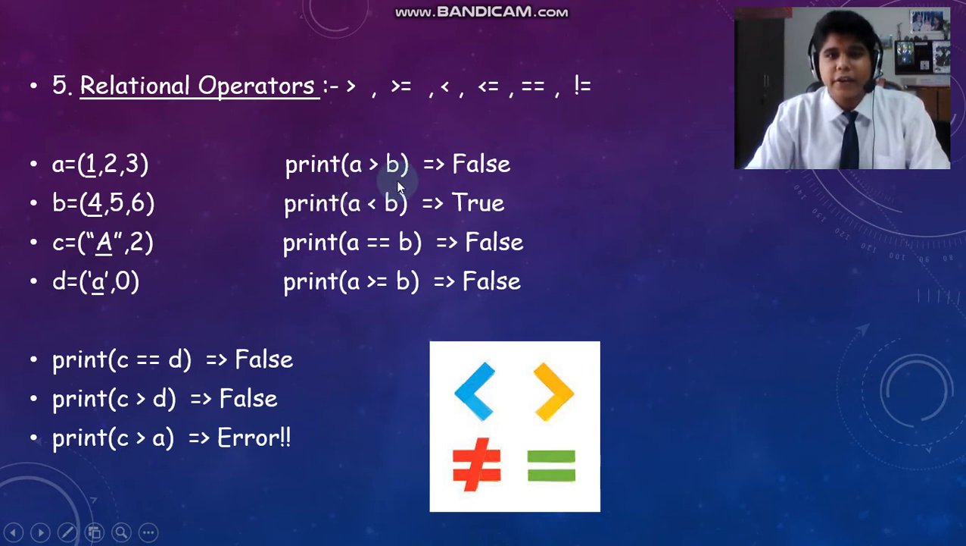Relational operators are used for comparison. When we compare two tuples, the first element of each tuple is compared. So here 1 is smaller than 4, so it prints false because 1 is never greater than 4.